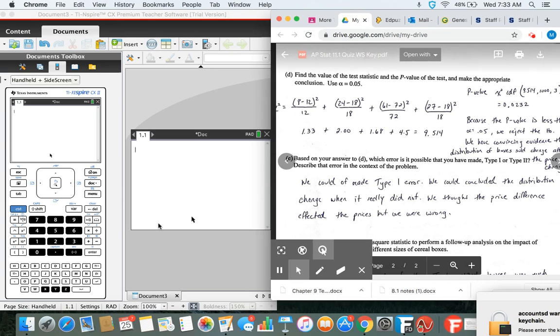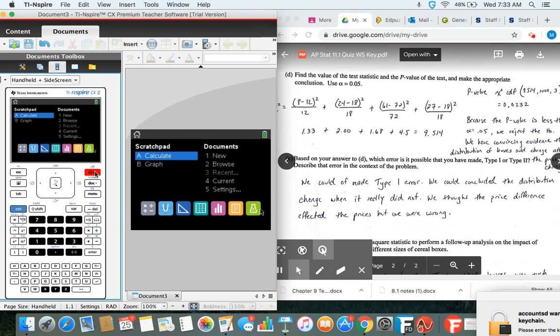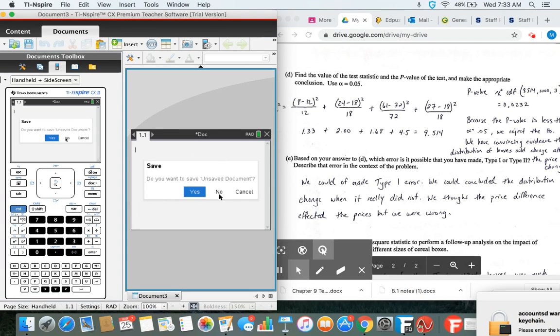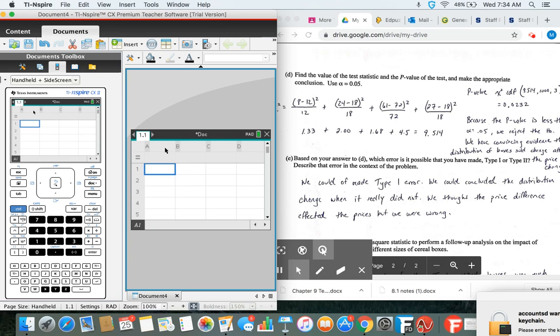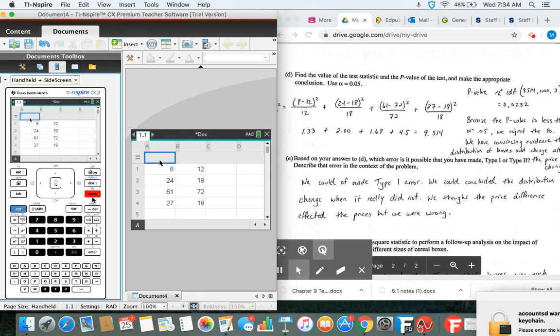If I was to use my Inspire, I'm going to open up a list and spreadsheet. I don't think I need to even label the columns here since we're not graphing, but I'm going to put our observed counts in column 1 or column A. And I'll put the respective expected counts in column B. From there, we can run the test.